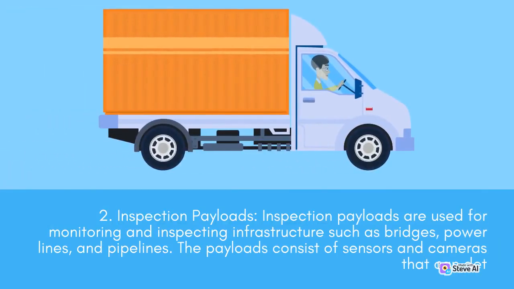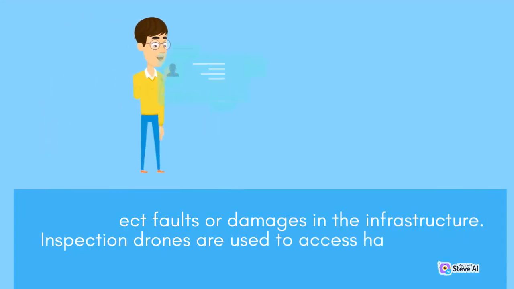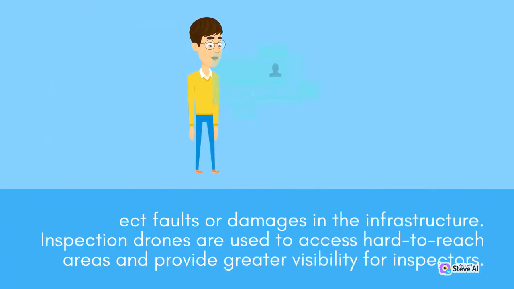2. Inspection payloads. Inspection payloads are used for monitoring and inspecting infrastructure such as bridges, power lines, and pipelines. The payloads consist of sensors and cameras that can detect faults or damages in the infrastructure. Inspection drones are used to access hard-to-reach areas and provide greater visibility for inspectors.